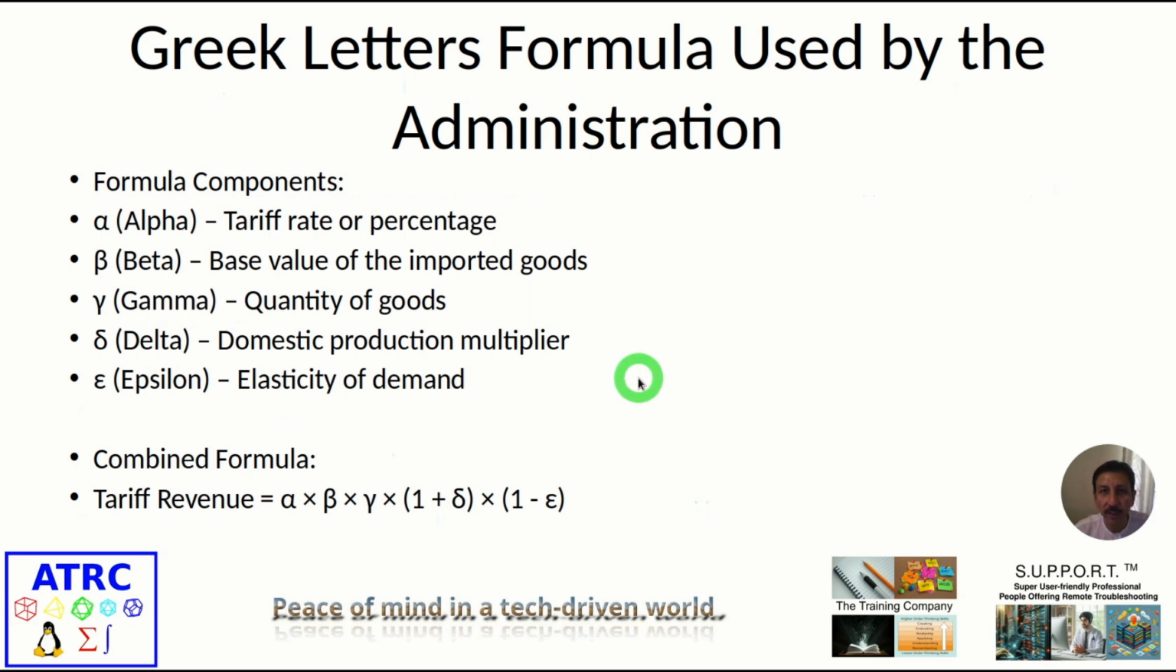Okay, so this slide shows the more advanced formula used by some administrators for policy modeling. Alpha represents the tariff rate. Beta is the value of the imports. Gamma is the number of units imported. Delta accounts for the expected increase in domestic production due to the tariff. Epsilon is the elasticity of demand, which captures how much consumer behavior is expected to change in response to the price increases. So this formula calculates the expected revenue and economic impact, adjusting for real-world behavior.